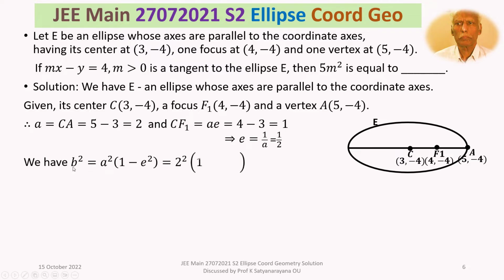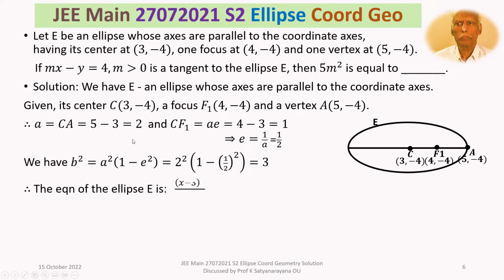Now, we have b² = a²(1 - e²). That's the formula to find the other semi-axis, and a is the semi-major axis. So b², when you compute that, you will get 3. Put the values of a and e in this and you will get 3. So the semi-major axis a is 2, the semi-minor axis b is root 3, and the eccentricity e is equal to 1/2.